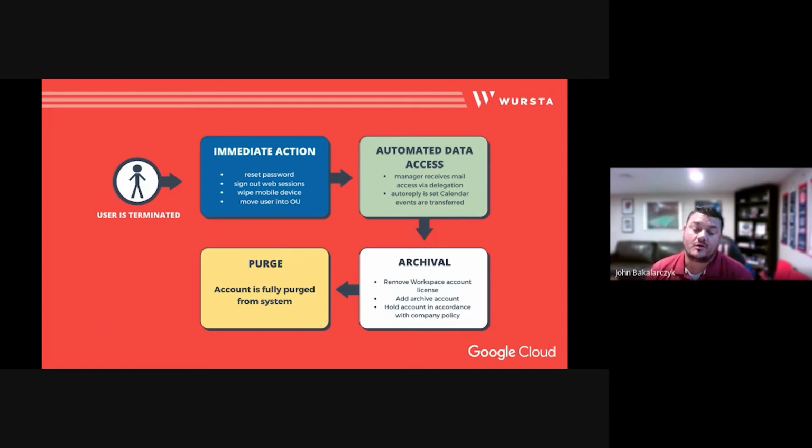So on the screen, we're looking at just the basic overall general steps one might take when deprovisioning or terminating a user, right? There would be certain immediate actions that would need to happen, such as resetting the password, signing them out of the web sessions, wiping a mobile device, etc. Then there might be steps that you're doing immediately or you may want to wait a few days on, like giving a manager access to email via delegation, setting up any auto replies for emails or calendar out of offices, transferring calendar events, stuff like that.